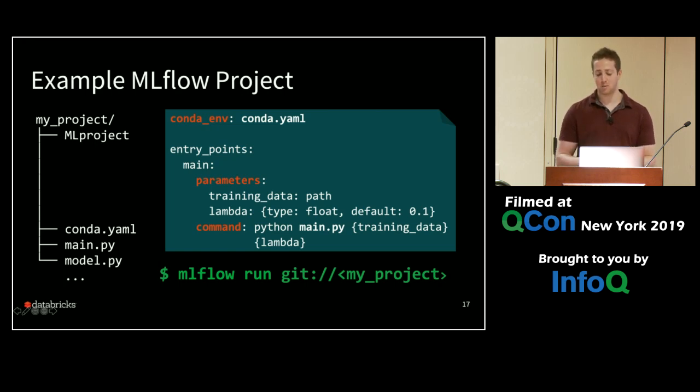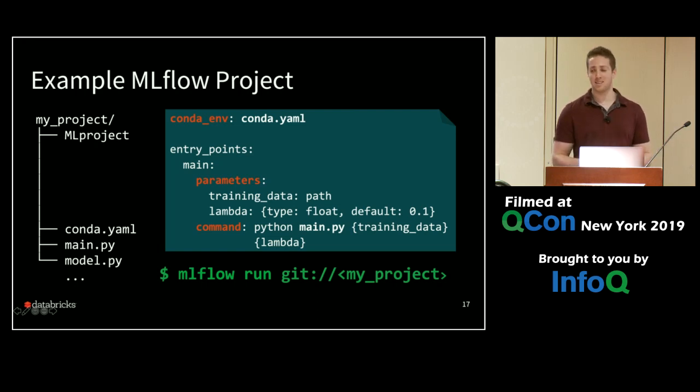And in this case, we'll see that we have a couple of parameters. The first is training data, and this is a special type called path. So the training data can actually reference external artifacts that exist on a variety of storage solutions, the local file system, S3, and other repositories. We also have a simple float parameter, lambda, with a default value of 0.1.